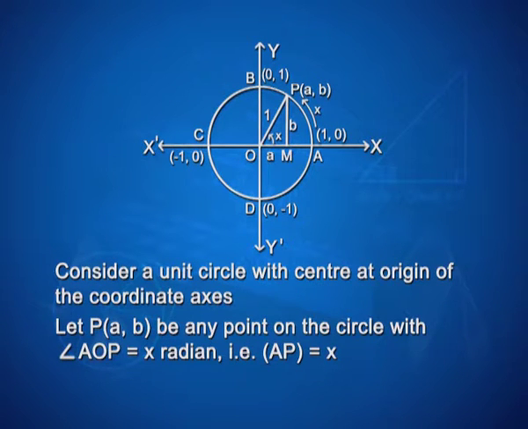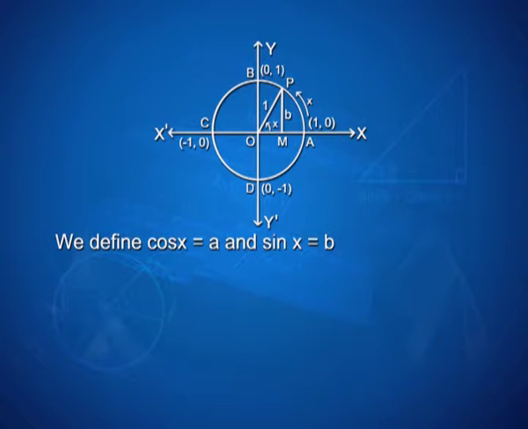Consider a unit circle with center at origin of the coordinate axis. Let P(a, b) be any point on the circle with angle AOP equal to x radian, that is, length of arc AB is equal to x. We define cos x is equal to a and sin x is equal to b.